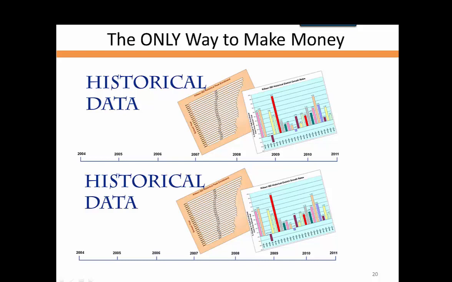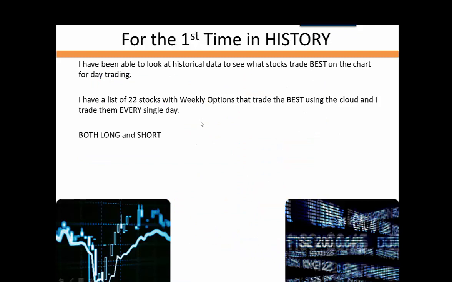And here is what I'm here to teach you guys today. A proven winning strategy this year. And I'll show you guys it on my platform. So for the first time in history, I've been able to look at historical data to see what stocks trade best on the chart for day trading. I have a list of 22 different stocks. I'm going to share with you a Thinkorswim watch list that are the best trades based on the 30-minute cloud breakout, okay? 30-minute cloud breakout to day trade.